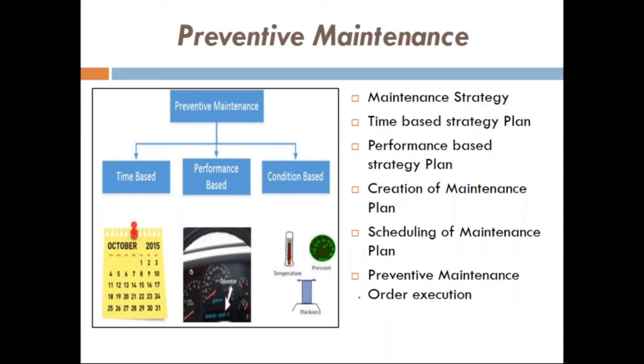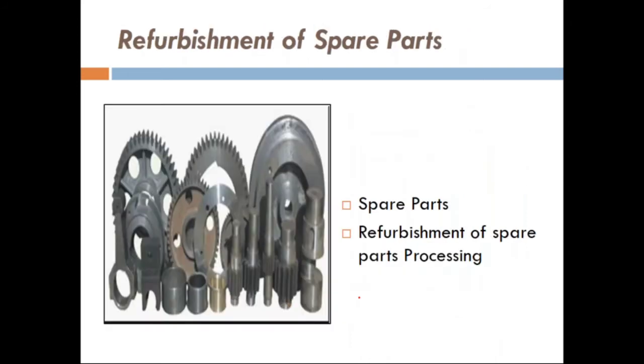Okay. After the preventive maintenance, we will move on to the refurbishment of spare parts. So what is this refurbishment of spare parts? Normally in the industries, in some machines they have costly, expensive spare parts. Those they cannot procure every time. Suppose they have a costly one and it got damaged.